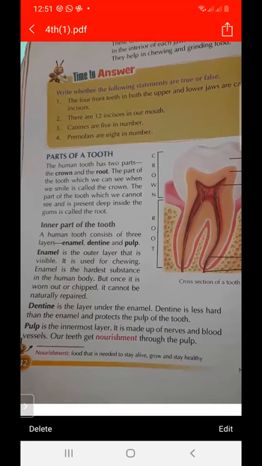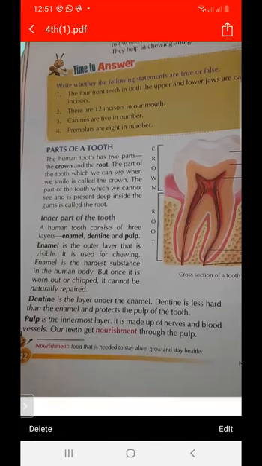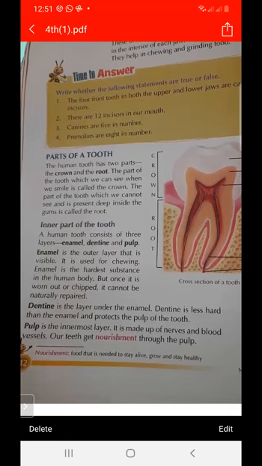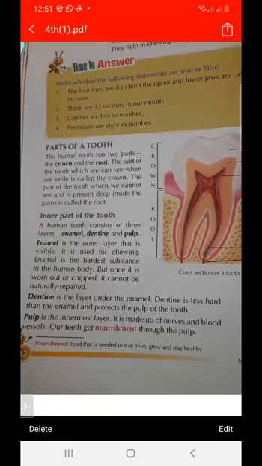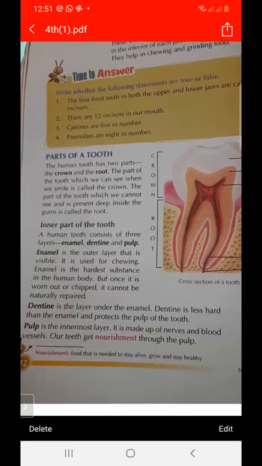And what are the inner parts of the tooth? They consist of three layers. First is enamel, which is white in color, then dentine, and then pulp. So what do you mean by enamel? It is the hardest substance, and it is used for chewing. If it is worn out, we cannot get it back again. Once the enamel layer is finished, we cannot make it again. It cannot be naturally prepared.